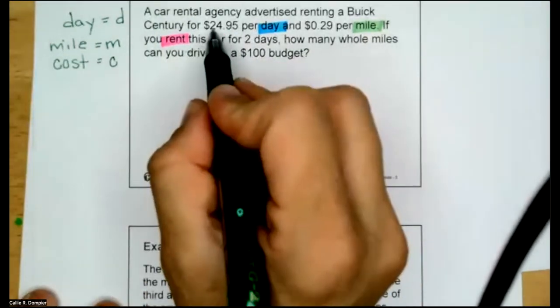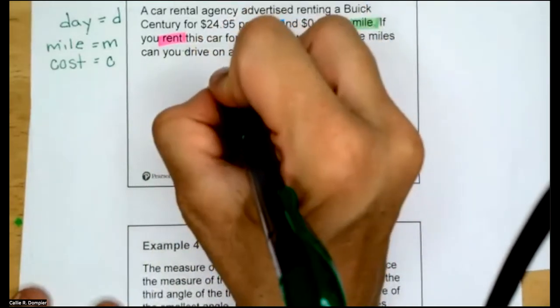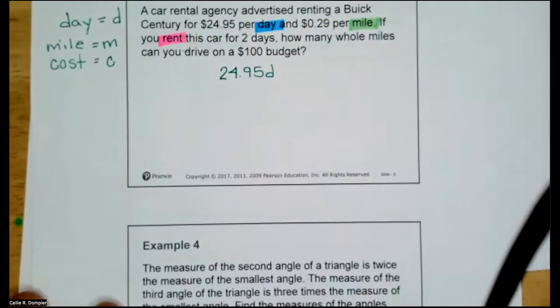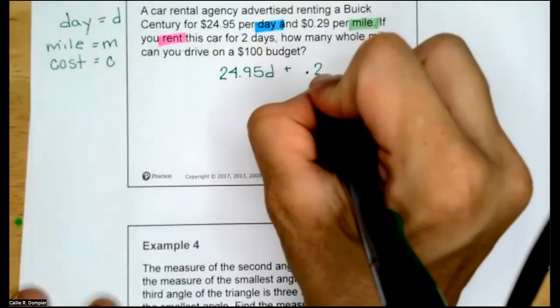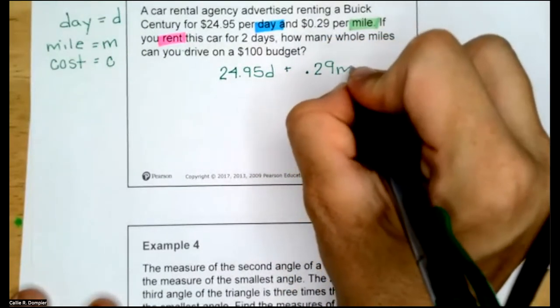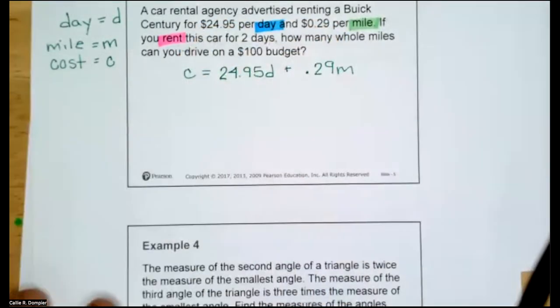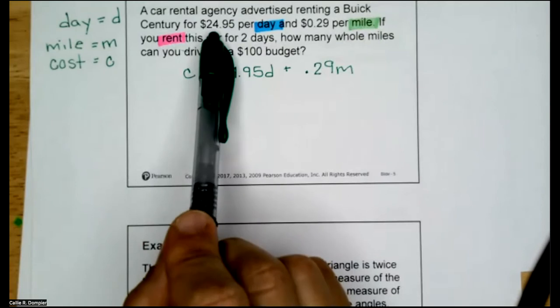So it's $24.95 for each day that you use it, and 29 cents for each mile you drive it. That will be your entire cost. Good. So if we go back to that idea of problem solving, it was understand the problem, translate it into an equation.